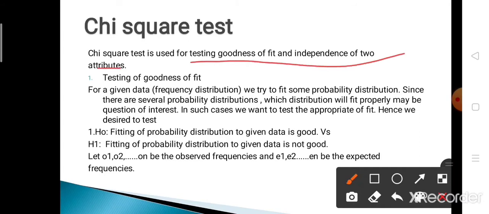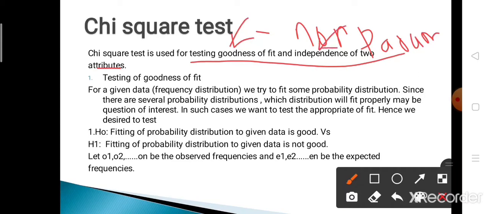This chi-square test is a non-parametric test, because this test is used for qualitative data also. So the name is the non-parametric test, chi-square test. And this chi-square test is used for testing the goodness of fit and the independence of two attributes. So first we see the testing of goodness of fit, and after that we learn the independence of two attributes. The first is testing of goodness of fit.